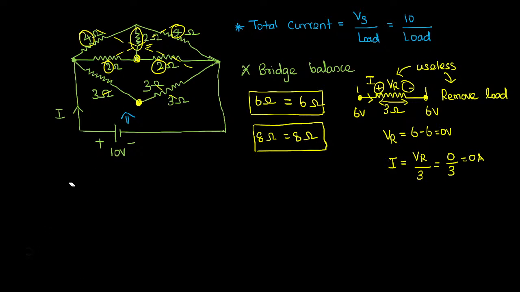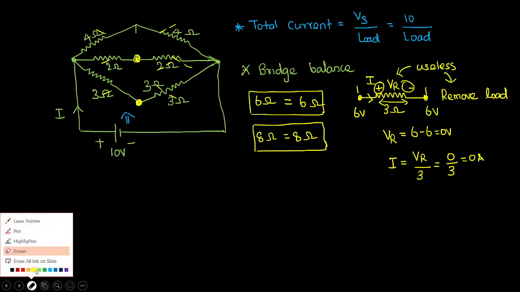Now again remove this resistor because that is useless. Just now we saw that it is useless, so what can we do with that? We cannot do anything with that. But that is how this circuit finally will look like. See, it became very simple now.